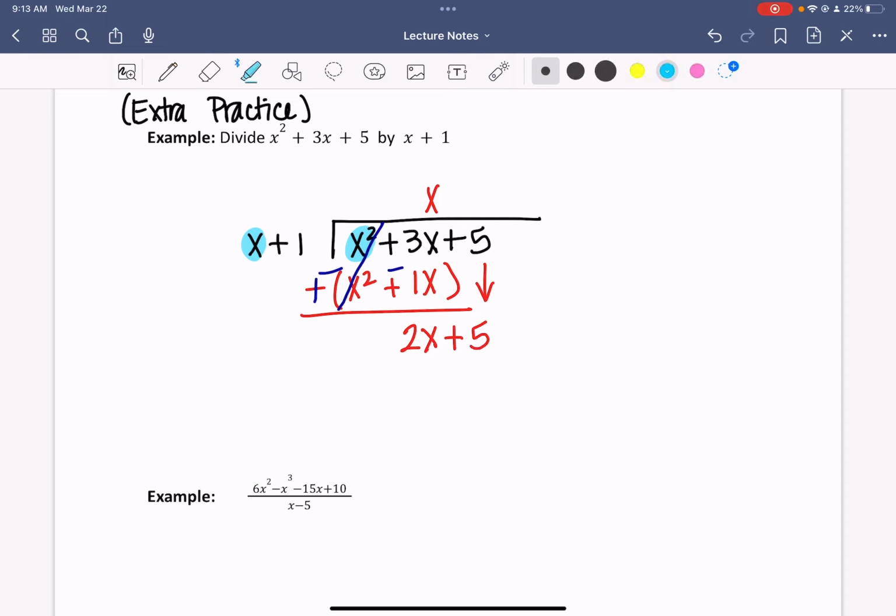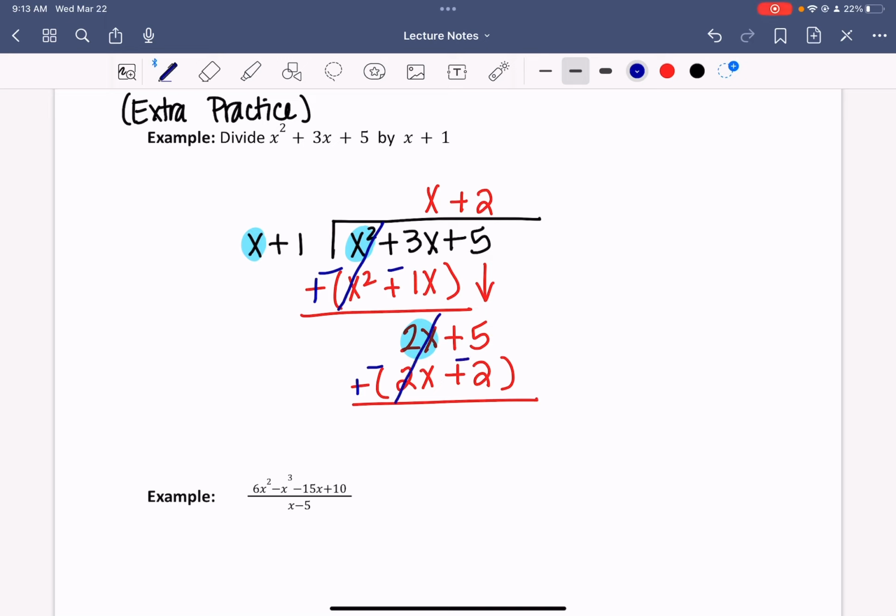Bring down the next piece, positive 5. Then you go back into comparison mode again, and you say x times what would give you 2x. That's a positive 2. Then you multiply. 2 times the x out front gives me a 2x. 2 times 1 gives me positive 2, and I want to subtract this whole thing. So I'm going to change all the signs.